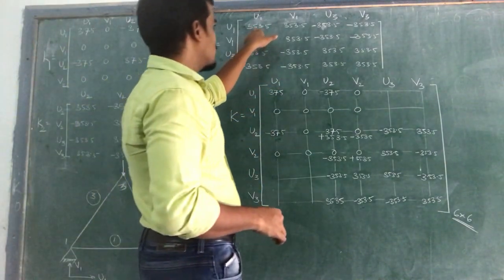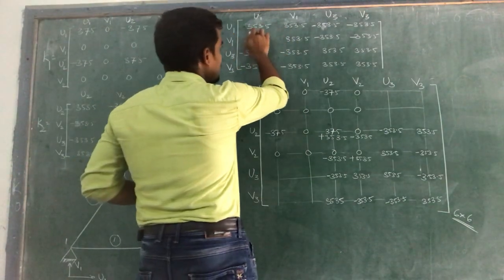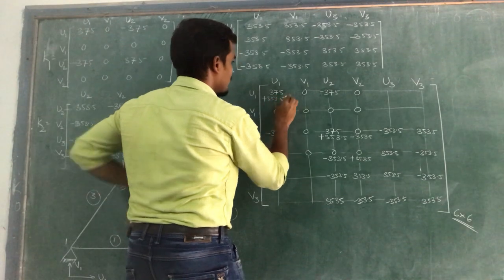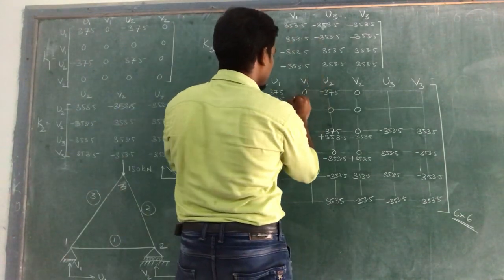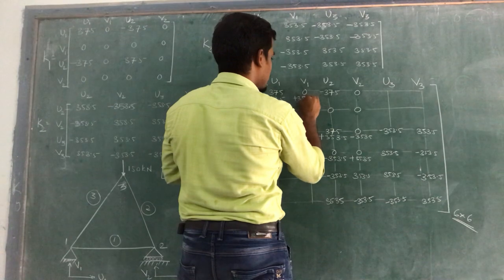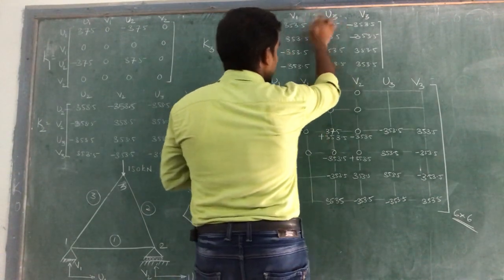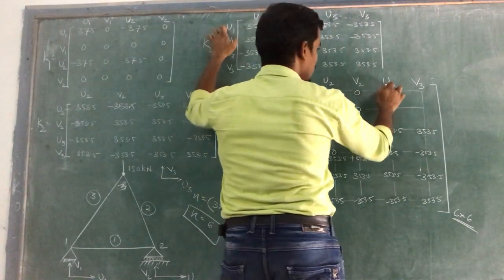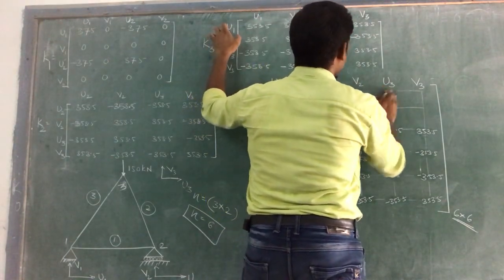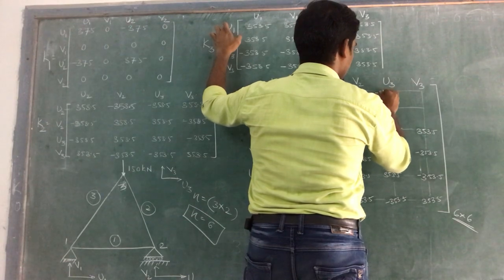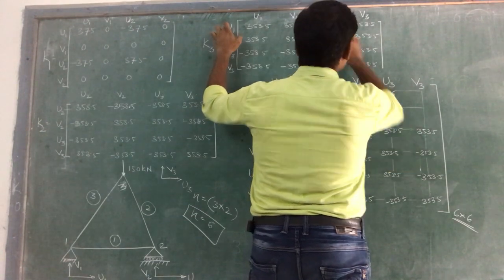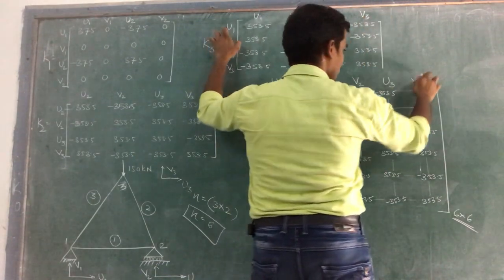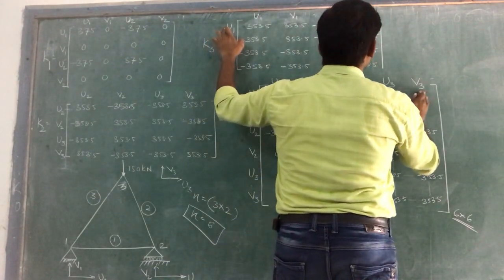So this is U1V1, 353.5 plus 353.5, second 353.5 plus 353.5. Now this is U1 row but U3 column. Here is this value, so minus 353.5. Similarly, U1 row and V3 column. So this element should be there, so minus 353.5.